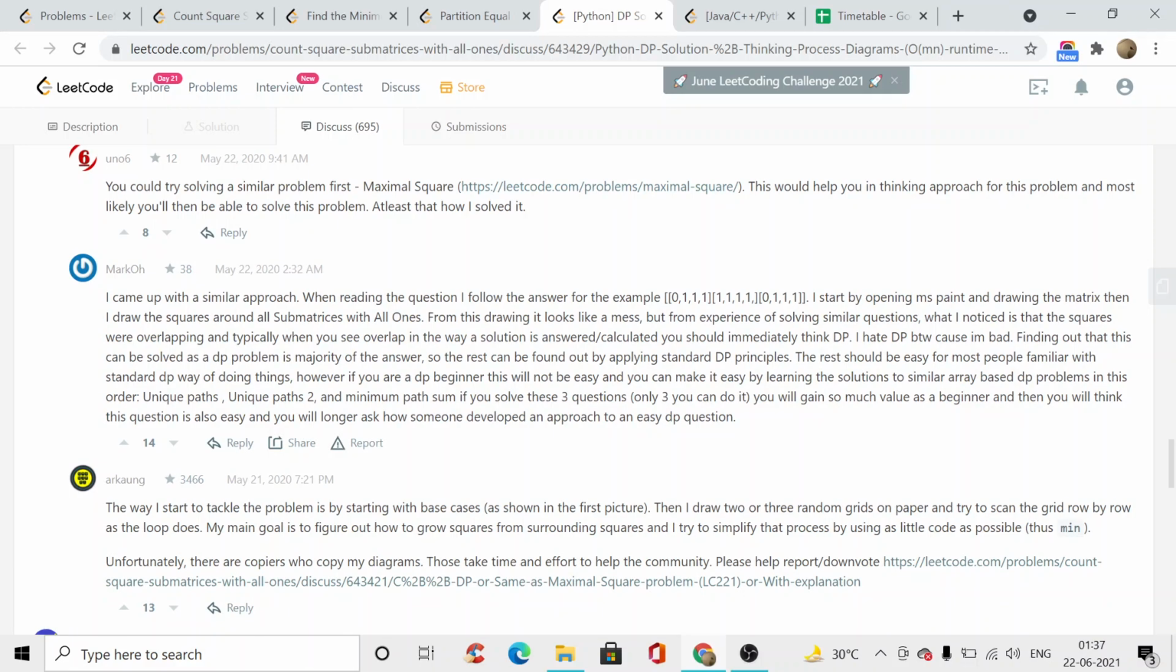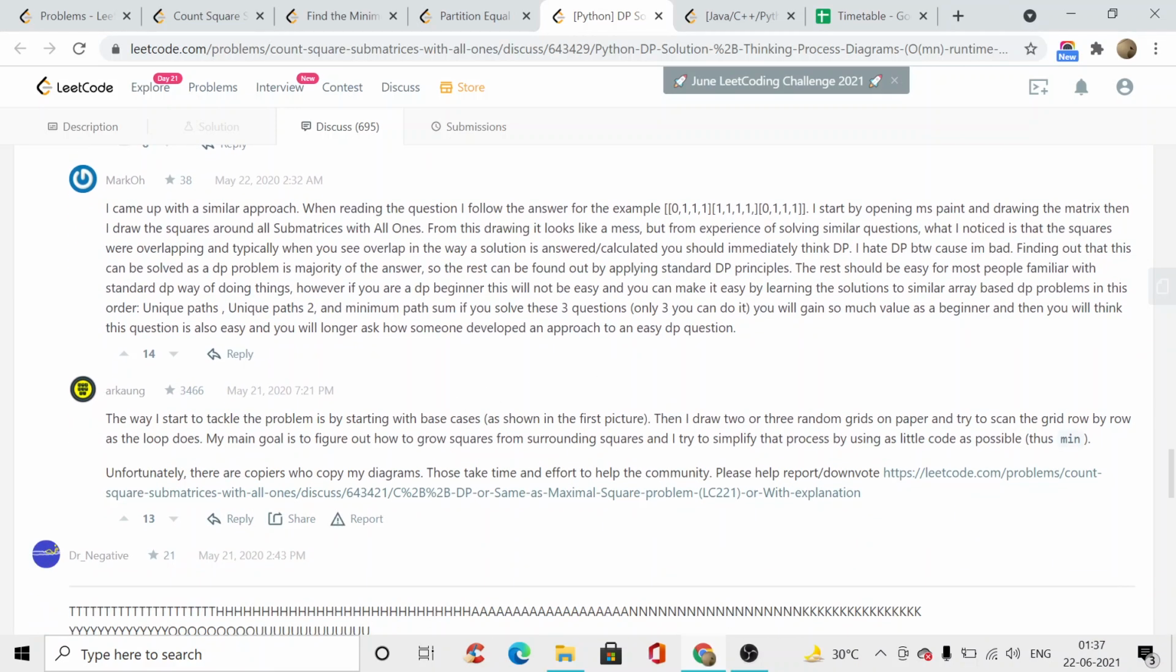The way I start to tackle it is by starting with the base case. Then I draw two or three random grids and try to scan the grid row by row as a loop does. My main goal is to figure out how to grow squares from surrounding squares. I try to simplify the process by using as little code as possible.